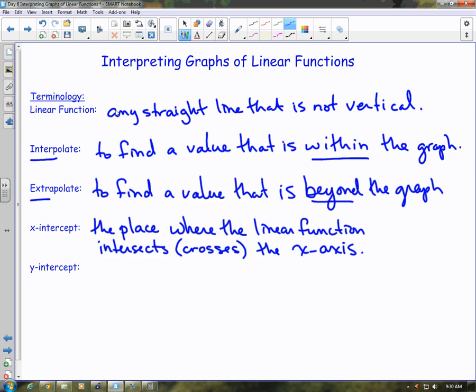Now, one thing to note about the x-intercept: because it's the place where the function crosses the x-axis, what we know there is that the y value is equal to 0. The x-axis is that whole axis on your graph, and the y value goes up and down, and along the x-axis, y is always equal to 0.